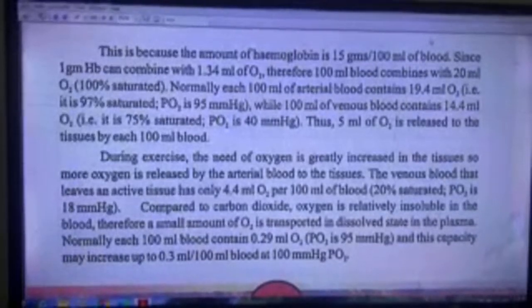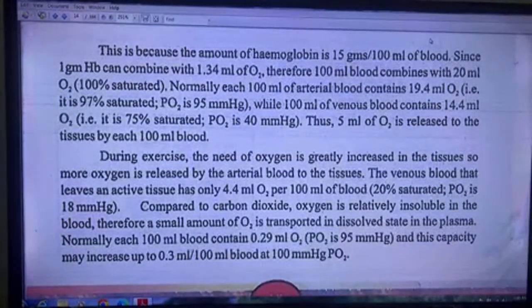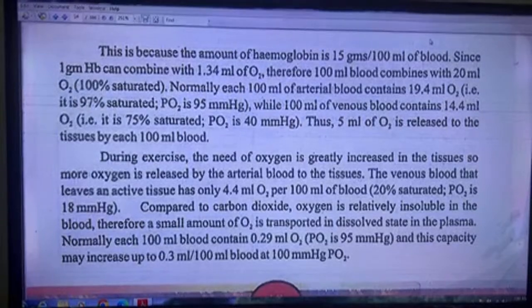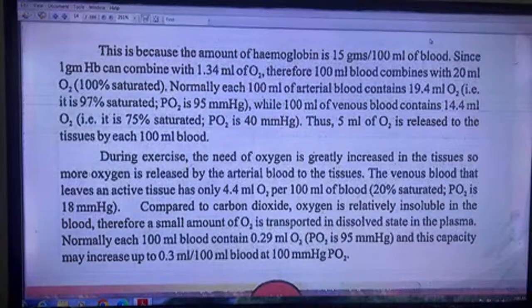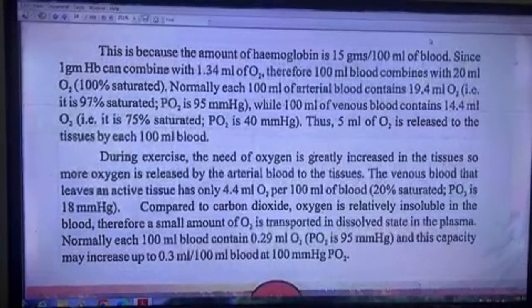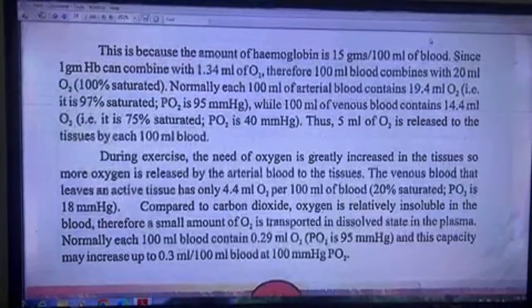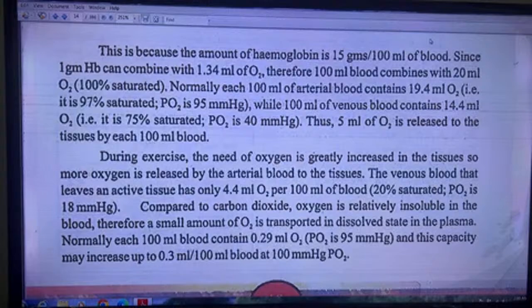100% saturated. Normally, each 100 milliliters of arterial blood contains 19.4 milliliters of O2. It is 97% saturated due to PO2 of 95 mmHg, while 100 milliliters of venous blood contains 14.4 milliliters of O2. It is 75% saturated due to PO2 of 40 mmHg. Thus, 5 milliliters of O2 is released to the tissues by 100 milliliters of blood.